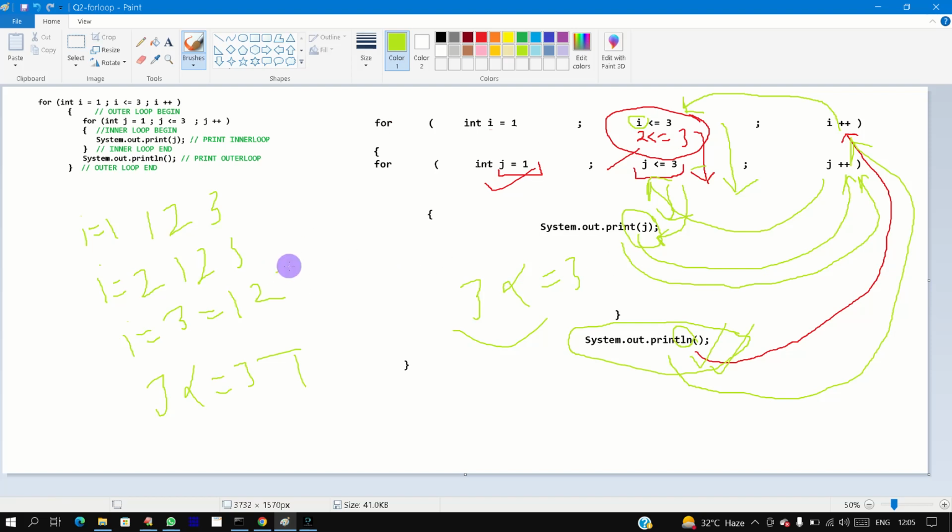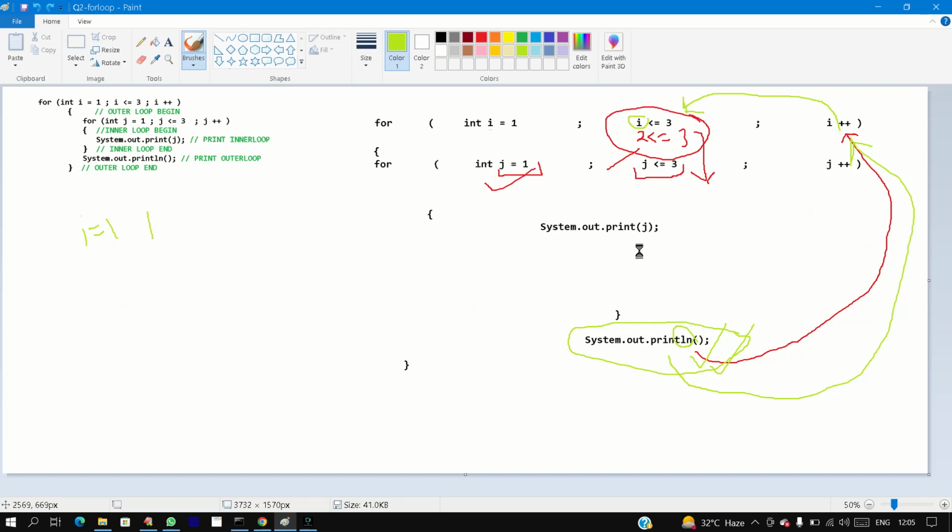What is j? J is 3 right now. Now this is printed. Okay, now what will happen? After printing 3, it will go to j++. J++ again guides: increment yourself by 1 whenever you are used.